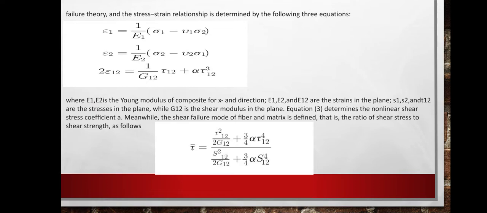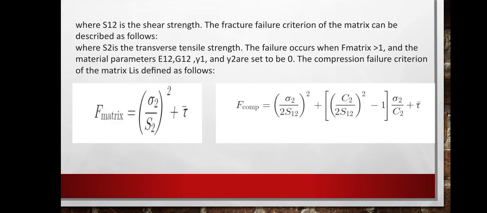Meanwhile, the shear failure mode of fiber and matrix is defined, that is the ratio of shear stress to shear strength as follows. Tau is equal to tau square 12 by 2G12 plus 3/4 alpha tau to the power of 4 suffix 12, by S square 12 by 2G12 plus 3/4 alpha S to the power of 4 suffix 12, where S12 is the shear strength. The fracture failure criterion of the matrix can be described as follows. F matrix is equal to sigma 2 by S2 whole square plus tau, and the transverse tensile strength.